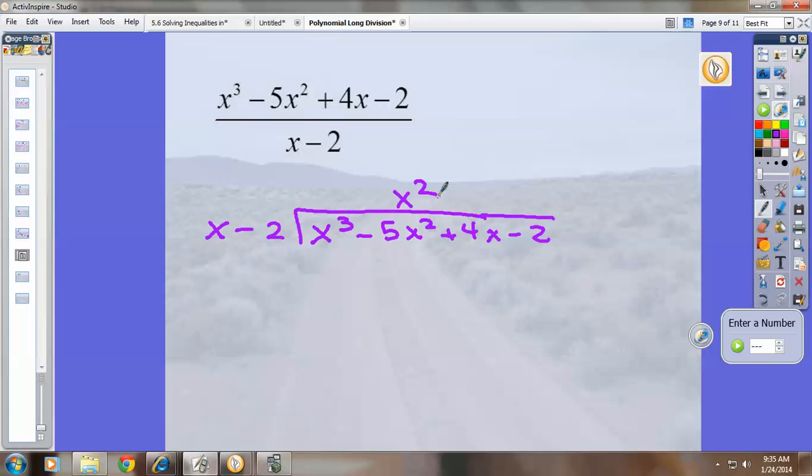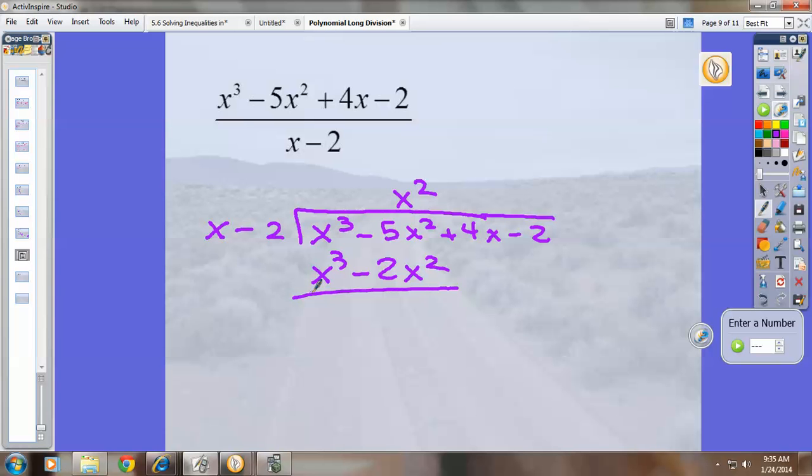So let's multiply x squared times x minus 2. x squared times x is x cubed. x squared times negative 2 is negative 2x squared. Now, after we multiply, what do we do?